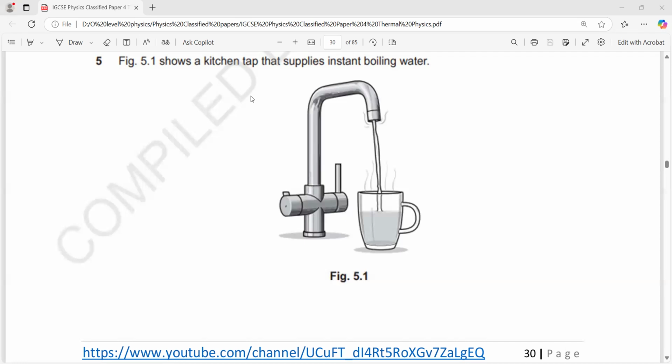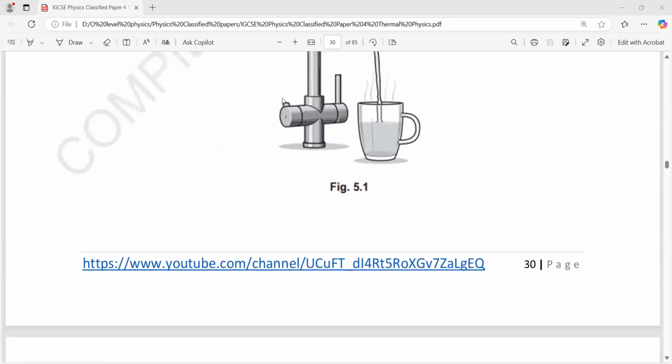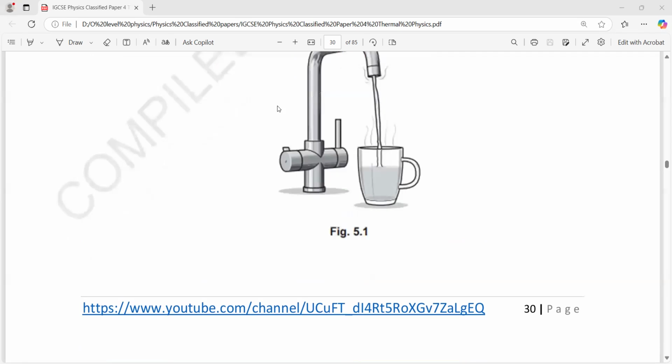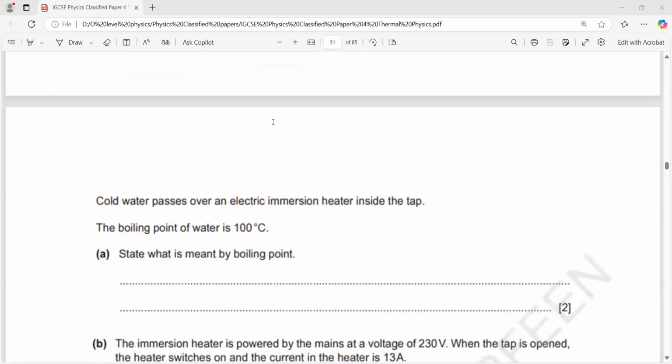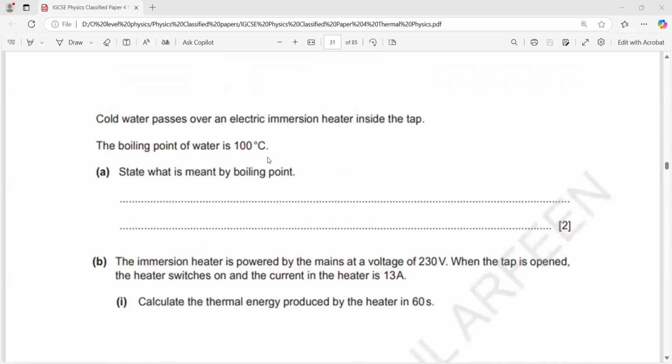Figure 5.1 shows a kitchen tap that supplies instant boiling water. This is practical, is there? That is how an instant heater works. A small amount of water enters the vessel, which is not boiled, but it becomes warm. Cold water passes over an electric immersion heater inside a tap.